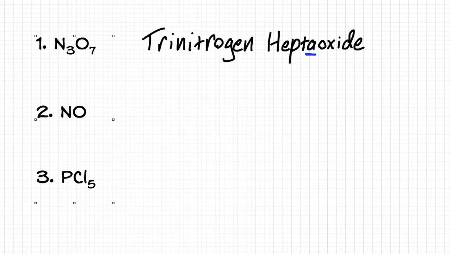Okay, for our next one, we've got 1 nitrogen and 1 oxygen. And we might be inclined to say mono-nitrogen, but mono, you may remember, is not used for the first element. So this is just simply nitrogen monoxide.